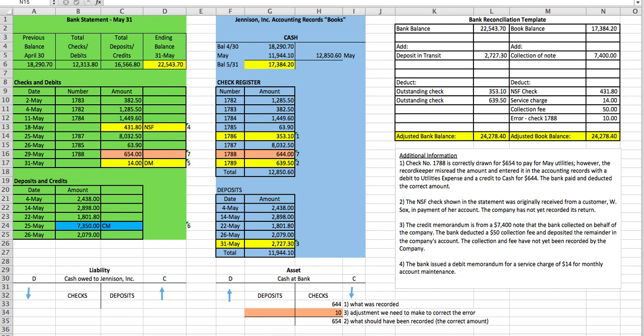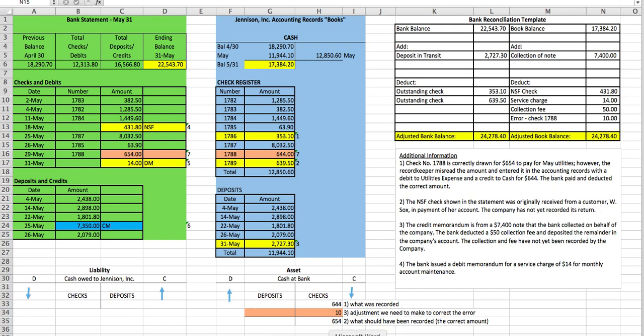But this is a pretty good check figure, and I'll tell you something, if they do not agree, then you know for sure that you did something wrong and you need to go back and check your work. So I don't want to see a bank reconciliation from anybody where the two balances don't agree, because you should know that that means you need to go back and double check your work.